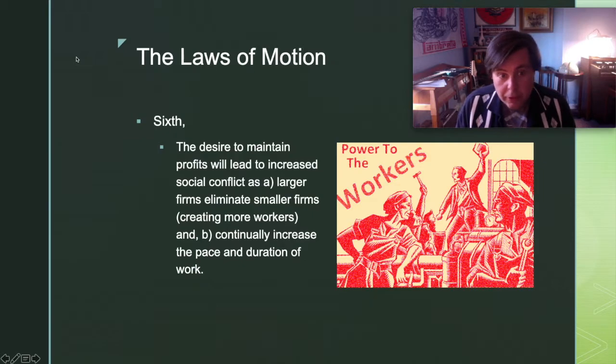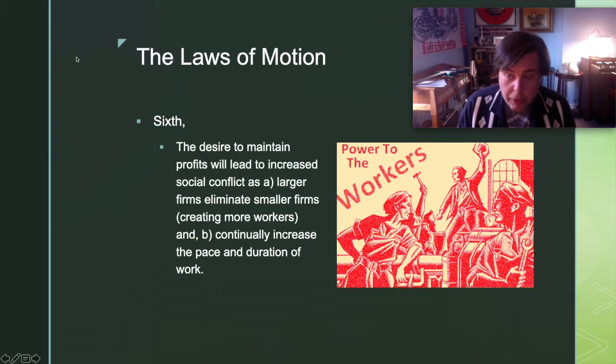Sixth, the desire to maintain profits in the face of what I just mentioned will lead to increased social conflict. In other words, increasing conflict between workers and owners. Workers are trying to reduce the amount that they work, to reduce work intensity. Owners are trying to crank it up.